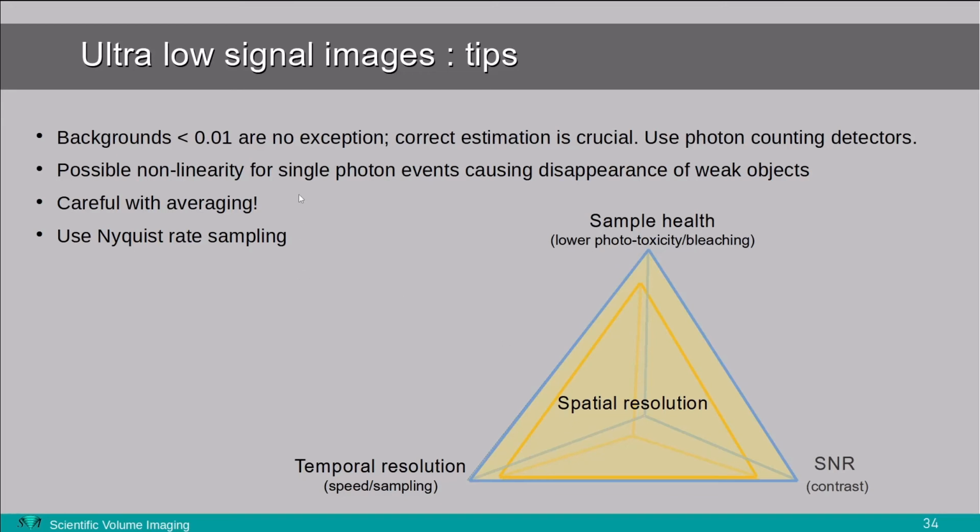So some suggestions then. If the background is really low, the correct estimation is crucial, and use photon counting detectors or use accumulation settings. You have non-linearity of single photon events, and that can cause a disappearance of weak objects. So be very careful then with the averaging. Then also very important, use Nyquist rate sampling.